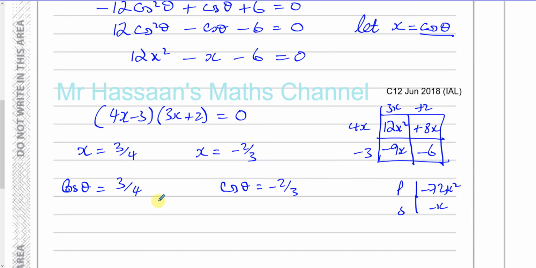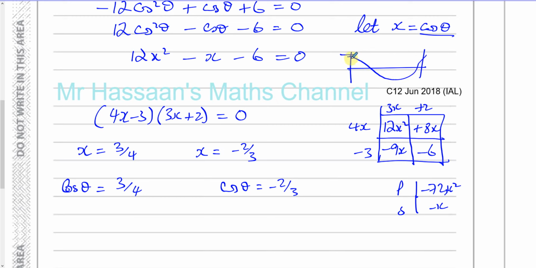Sometimes you get the situation where you end up with cosine theta equals a number which is bigger than 1 or less than minus 1, in that case, that will generate no solutions, because the sine and the cosine curves, the cosine curve goes like this.